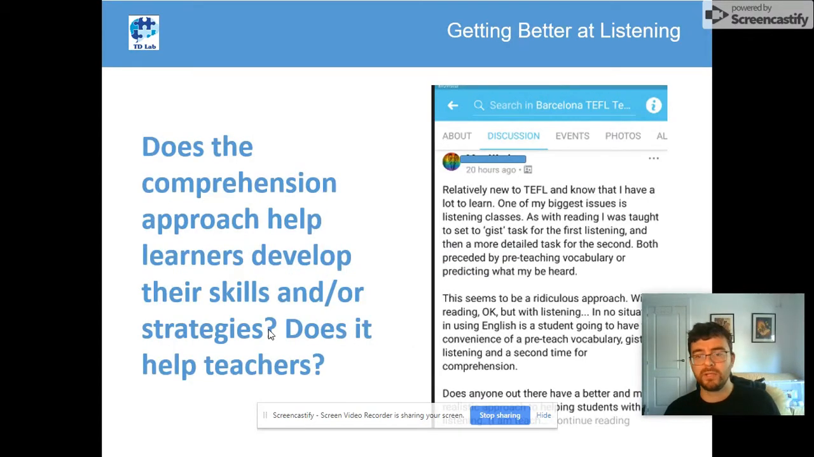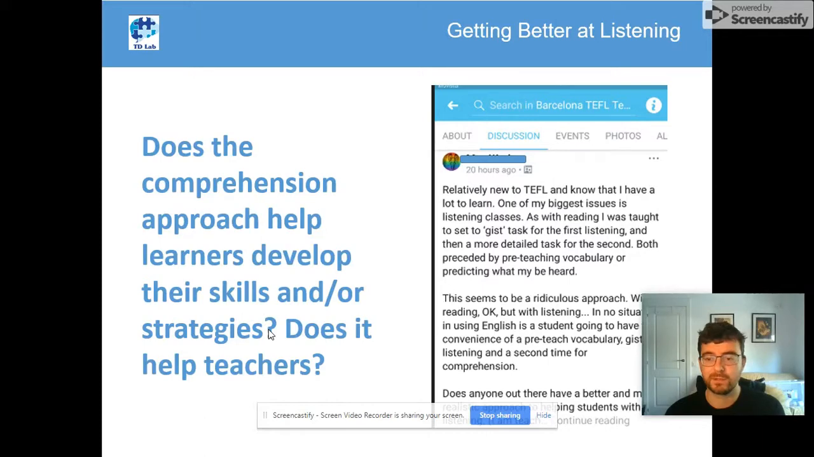A lot of people express skepticism. I like this post. This is stolen off the Barcelona TEFL Teachers Association. Somebody is expressing reservations about this whole comprehension approach that they were taught in their cert or in their CELTA, and you were, and I was, and I have taught as well. Does the comprehension approach help learners develop their skills or strategies? Does it help teachers? I don't think it does.